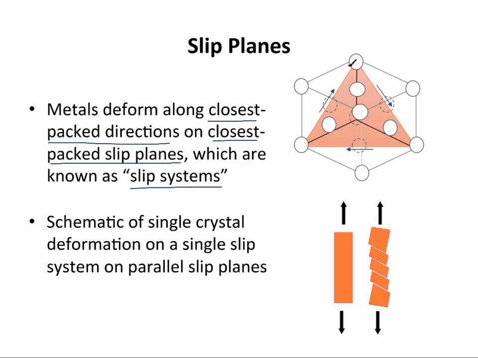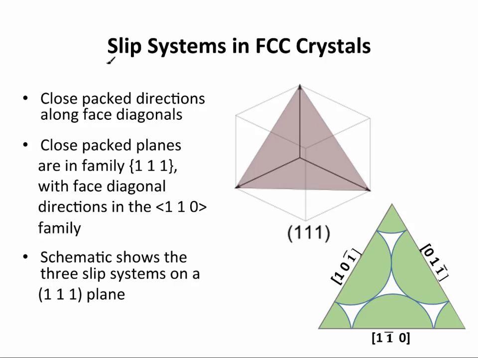So this schematic here is of an FCC crystal, and this would have 3 slip systems, so this one, and this one, on this slip plane. Deformation would occur along a single slip system, so one direction, on these parallel slip planes. So you can see in this schematic here that the crystal is deforming along parallel slip planes along a single slip system. So next I'll talk about the slip systems for the FCC and BCC crystals, starting with the FCC crystal. The slip systems in a material depend on that material's crystal structure.